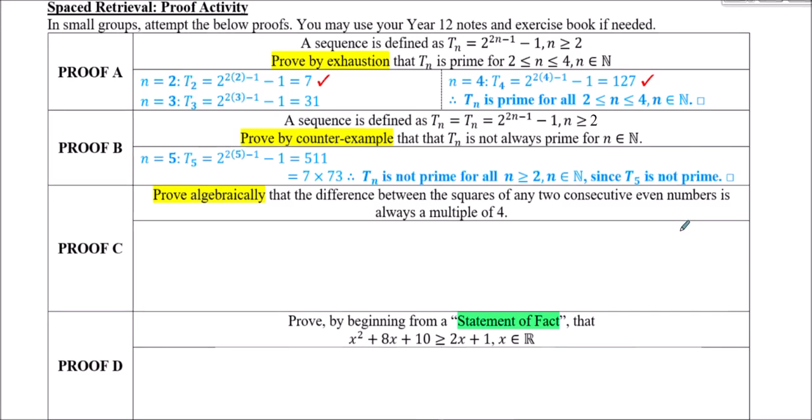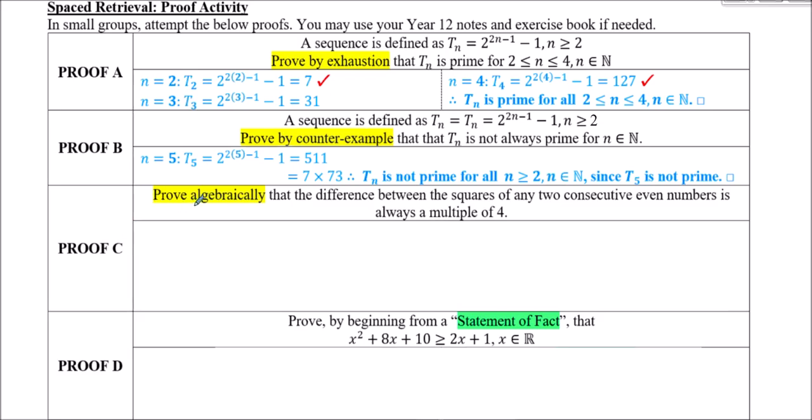And again, my suggestion would be to always conclude with a worded summary or conclusion. So t subscript n, therefore, is not prime for all n 2 or greater, where n is any natural number, since we've just shown that t subscript 5 is not prime.